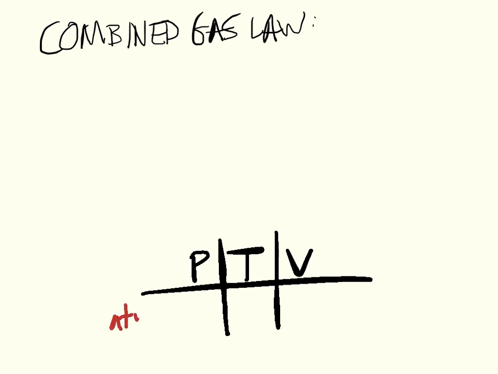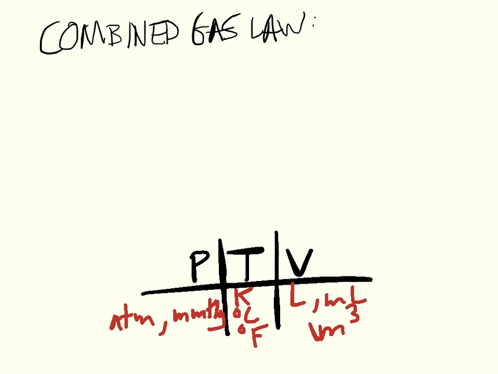There's two units for pressure, ATM, which is short for atmospheres, and mmHg, which is for millimeters of mercury. For temperature, there's three units, Kelvin, degrees Celsius, and degrees Fahrenheit. And for volume, there's a variety, but the main ones we will use are liters, milliliters, and centimeters cubed, cm cubed.